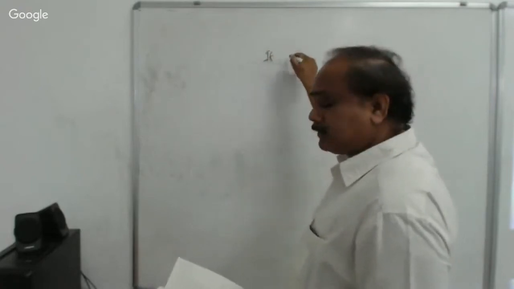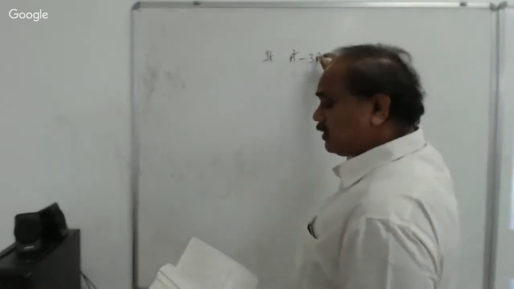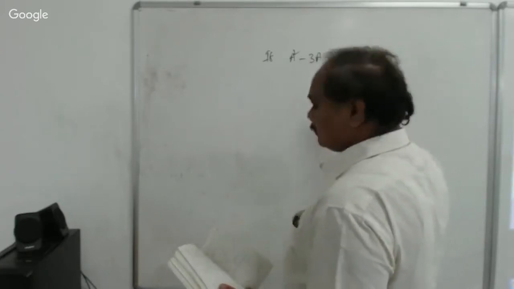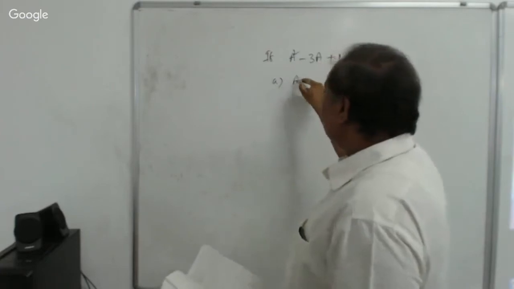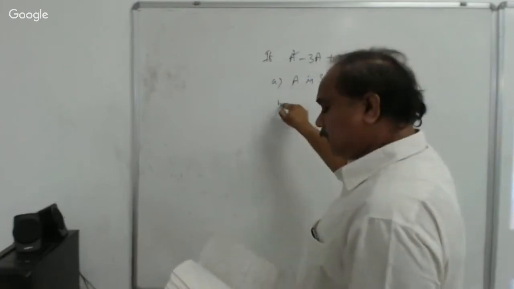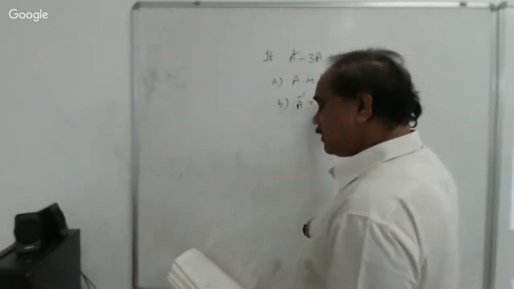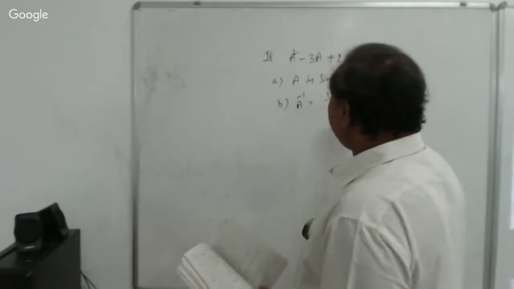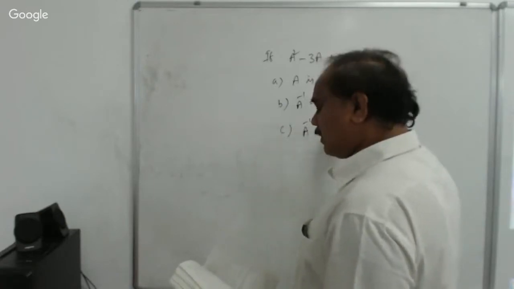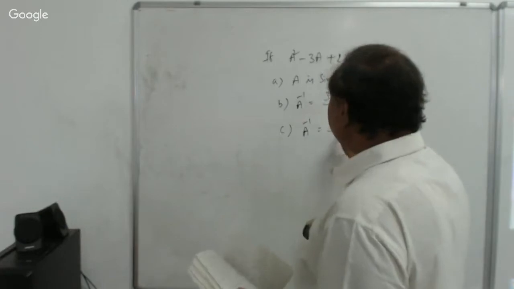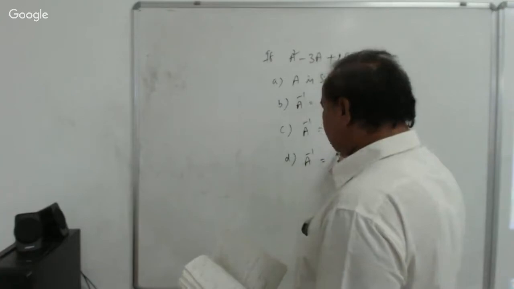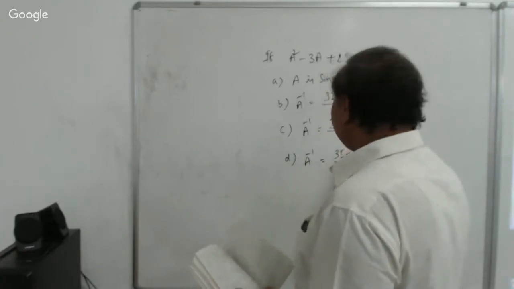If A square minus 3A plus 2I equal to O, then first option, A is singular; second option, A inverse equal to (3I plus A) by 2; third option, A inverse equal to (I minus 3A) by 2; fourth option, A inverse equal to (3I minus A) by 2.